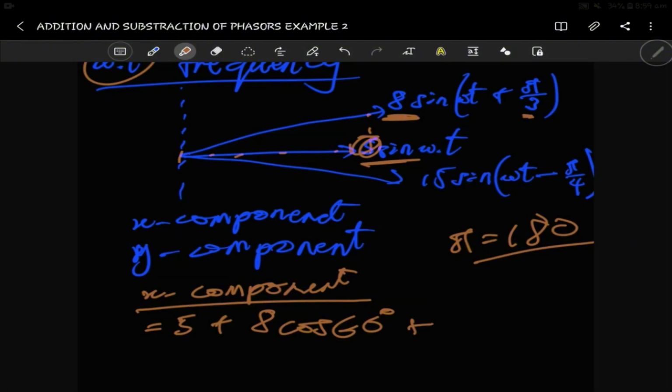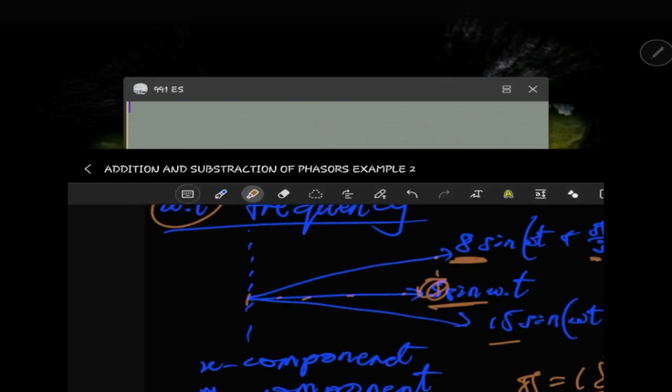And then what do we have? 15. You want the x part, so that's cos. That's 180 on 4, and that gives us 45 degrees. So let's do this.